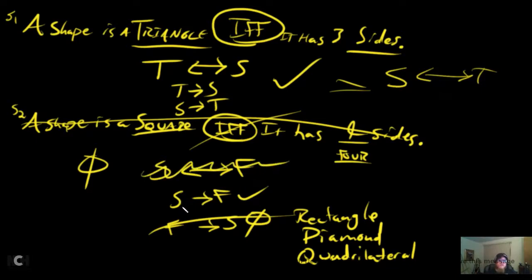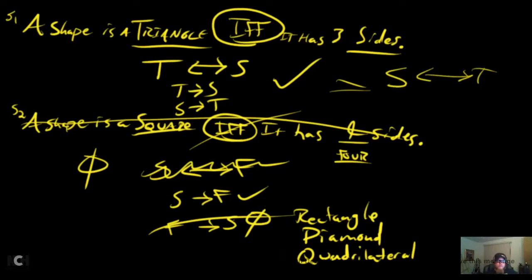If a shape is a square, then yeah, it totally has four sides. But if a shape has four sides, then it might be a square. So the fact that it might be something else, it might be a diamond, it might be a rectangle, it might be a quadrilateral. For example, it might be a trapezoid. It doesn't work this way, so it's not an if and only if statement. So if and only if statements or double arrows are kind of ways of stating definitions. You're saying this thing leads to this thing, and this thing leads to this other thing.